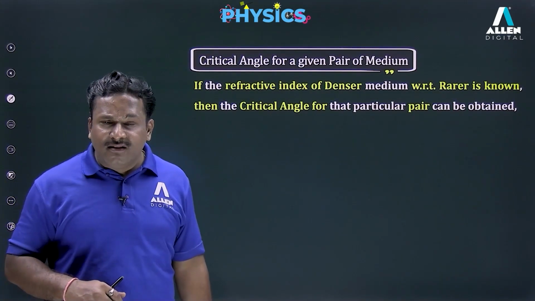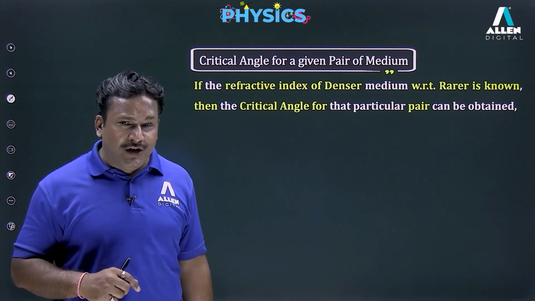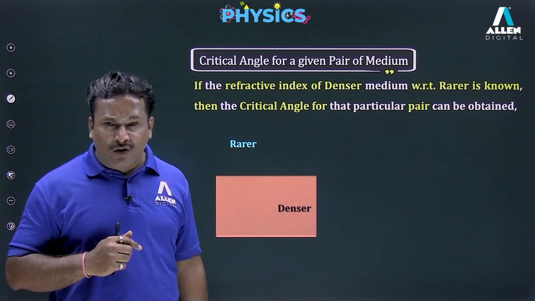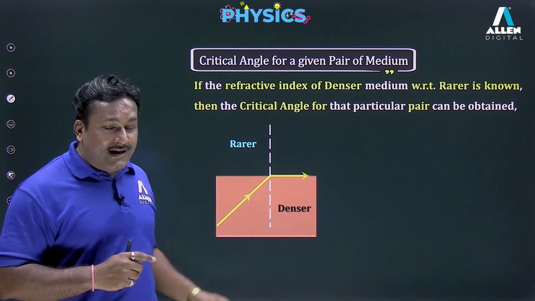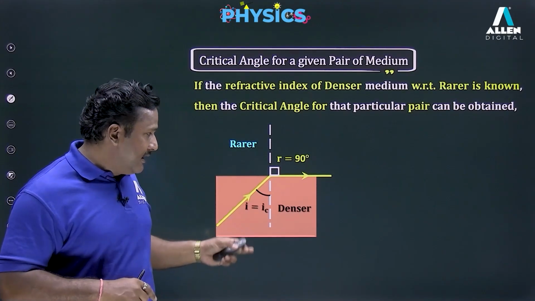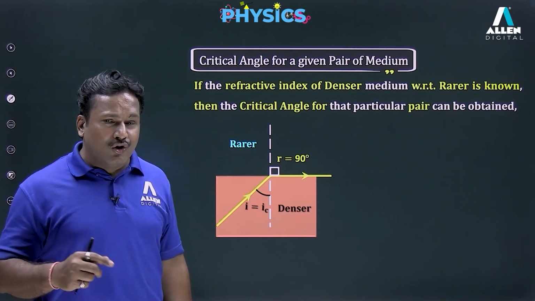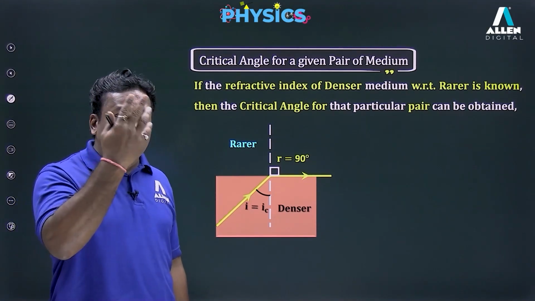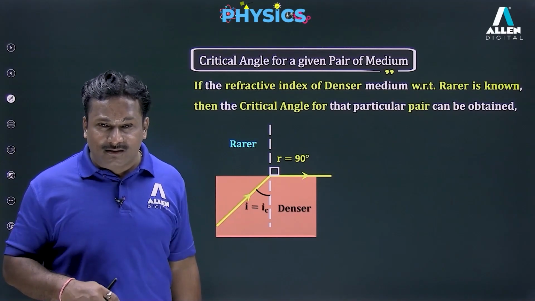Now here, can we find the value of the critical angle for a particular pair of media? Yes, there is a method. What we need to do is apply Snell's law at the time of the critical angle, that means when the angle of incidence is equal to the critical angle, and the angle of refraction becomes 90 degrees. So we can apply Snell's law to obtain the value of the critical angle. What does Snell's law say? The refractive index of the medium in which the ray is going with respect to where it is coming from equals sin i upon sin r.